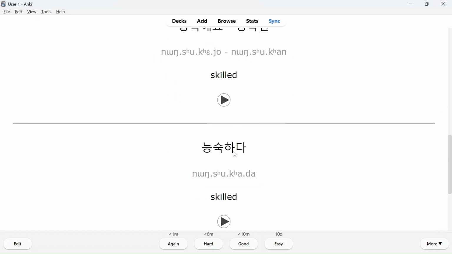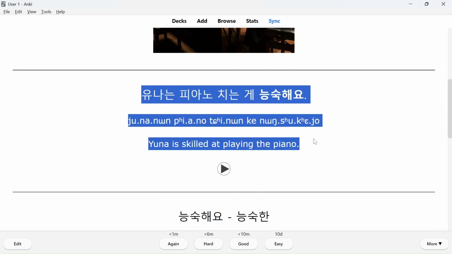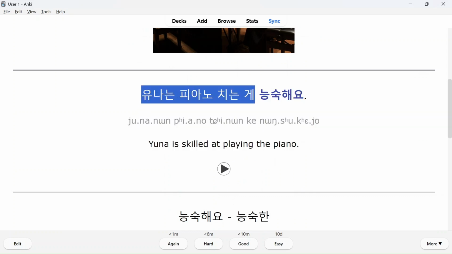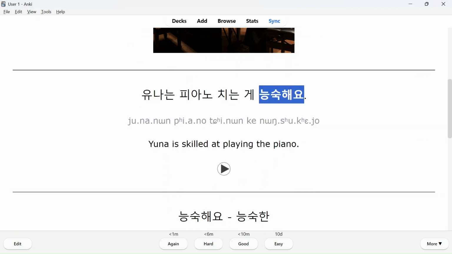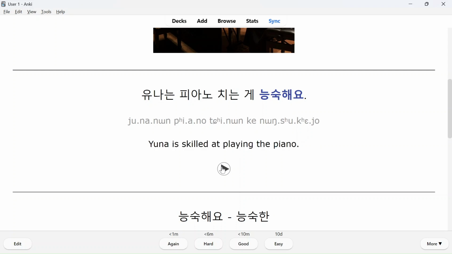능숙한. 능숙하다. Great. So over here, the first area, we have the sentence area. You're already familiar with this. Sentence, the word that we're looking for, bold and the color indigo. IPA notation to help with pronunciation. We have the English translation sentence, and we have audio. 유나는 피아노 치는 게 능숙해요.